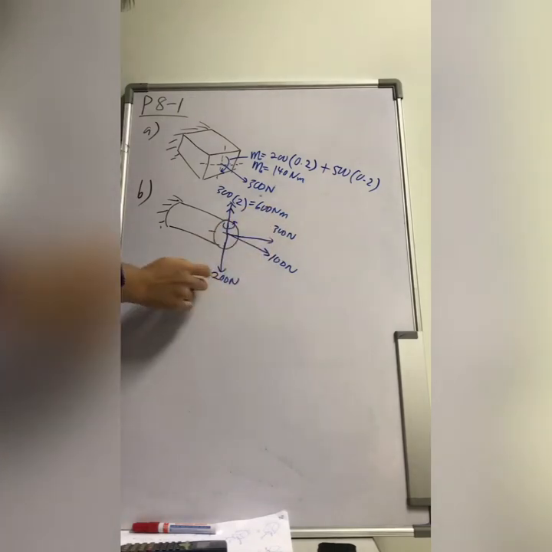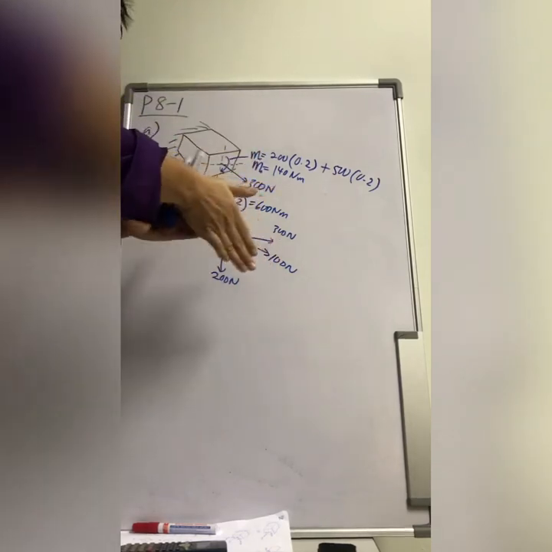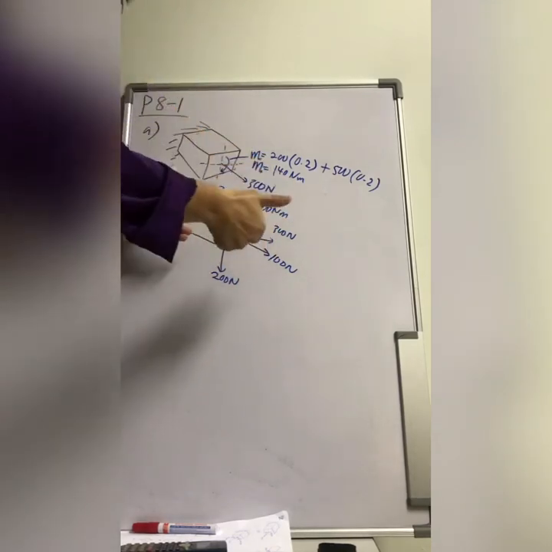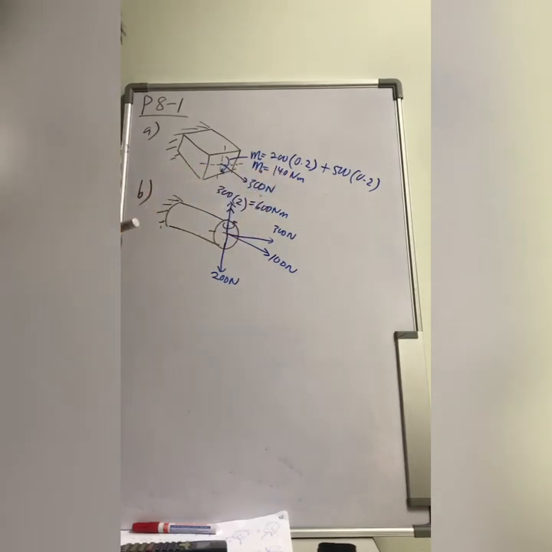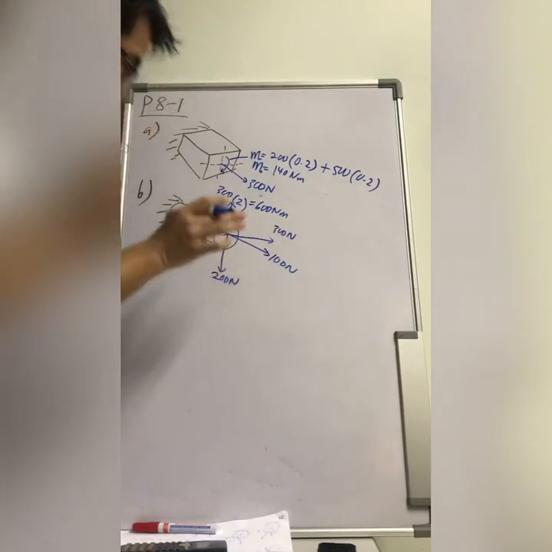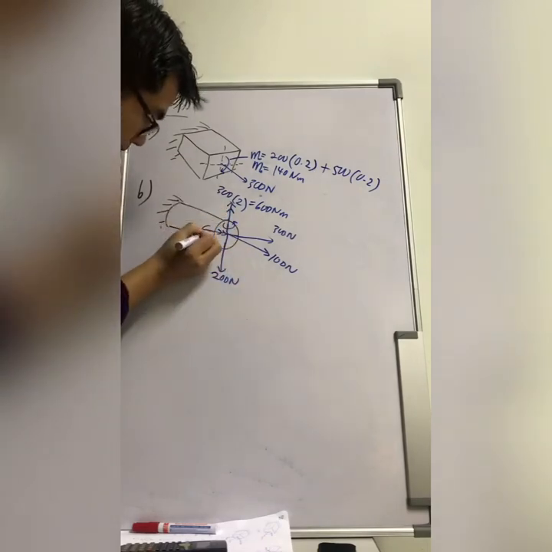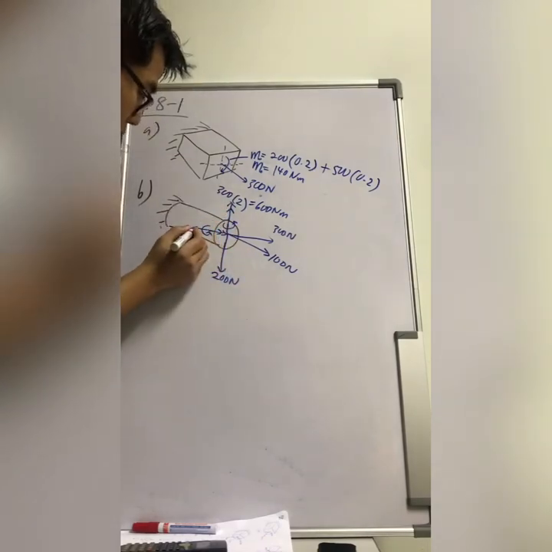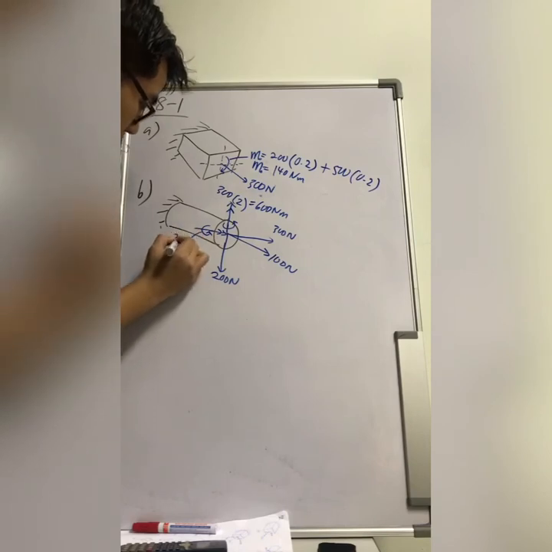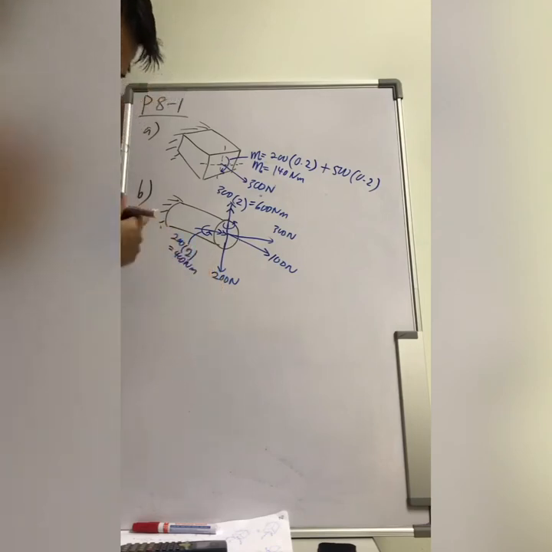How about this 200 Newton going down? Same, 200 Newton going down. You have this arm of 2 meters. You curl that one, so you have it along this 300 Newton. Which is that? Something like this. So this one is 200 Newton times 2, which is 400 Newton meter.